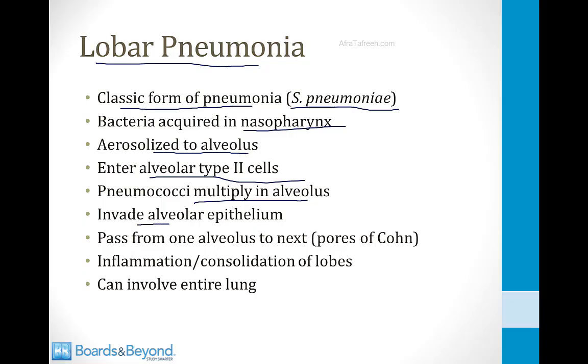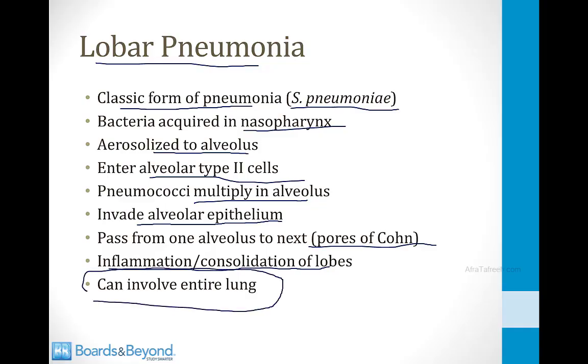Eventually they invade the alveolar epithelium and they can pass from one alveolus to the next through structures called the pores of Kohn. Eventually you develop inflammation and consolidation of the lobes, and it can progress from one lobe to another and ultimately involve the entire lung.